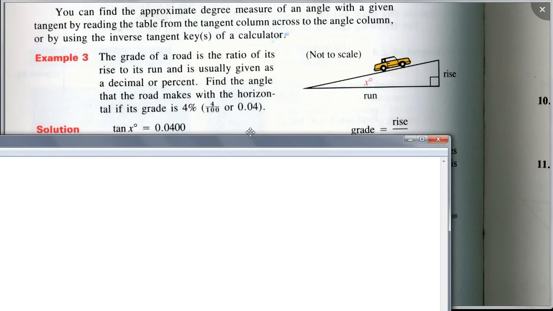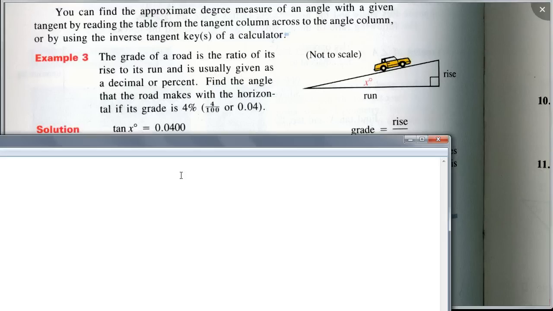No, you don't have to. But so how do we do the opposite? How are we going to find which angle gives you the tangent of 0.04? I want you to discuss with your group. Go ahead. How are we going to do this? This is sort of opposite of what we're doing. Any idea?